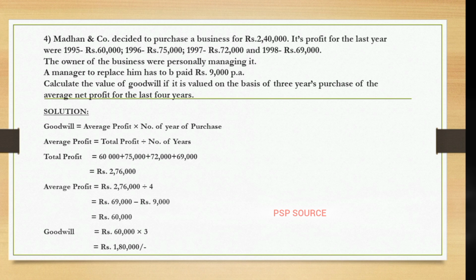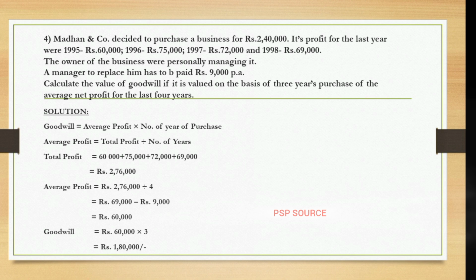Madan and Co. decided to purchase a business for 2,40,000. Its profits for the last years were 60,000 for 1995, 75,000 for 1996, 72,000 for 1997 and 69,000 for 1998. The owner of the business was personally managing it. A manager to replace him has to be paid rupees 9,000 per annum. Calculate the value of goodwill if it is valued on the basis of 3 years purchase of the average net profit for the last 4 years. Okay.